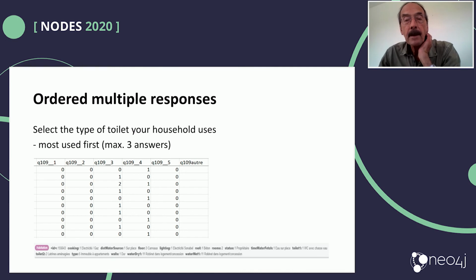You can look here at the bottom. We have a property called toilet 1, which takes the first option selected by the household. If he selected a second option, we create a property toilet 2, where we store the second option. And if he should use a third toilet type, we create a toilet 3 property.